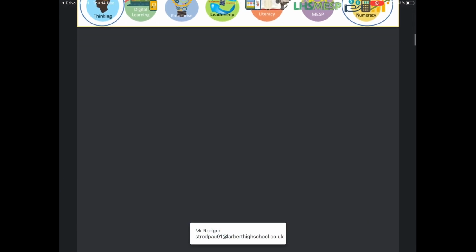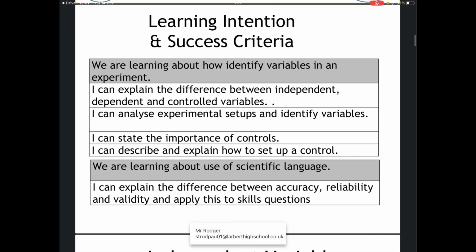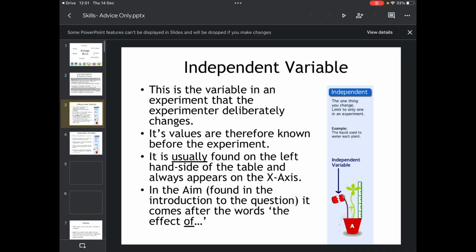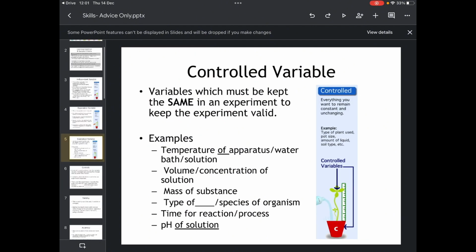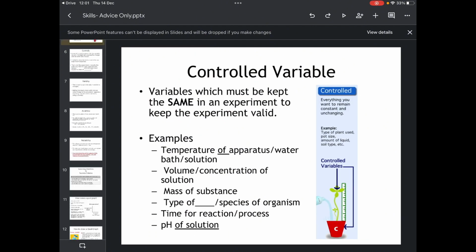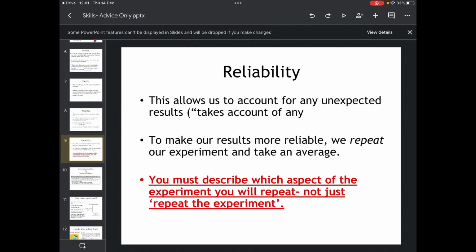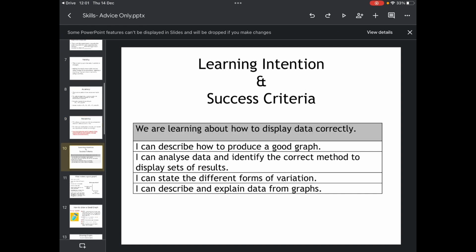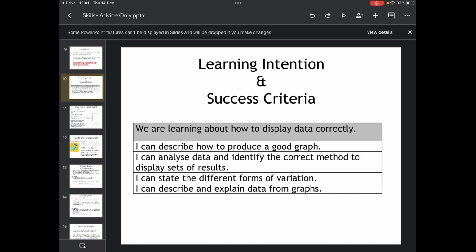It's divided by sections, so firstly we look at the kind of skills relating to experiments and variables, okay. The different types of variables, how that relates to validity, accuracy and reliability, which, as you should know by now, in biology are 3 different things and achieved in different ways.